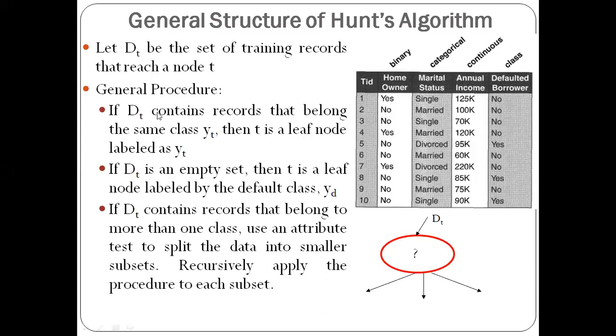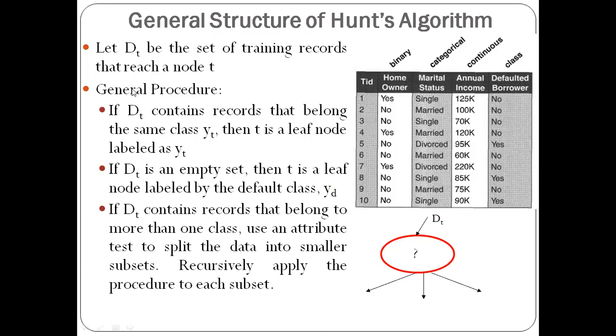Suppose all the records in Dt belong to the same class label, that is yt. Then we will create a leaf node with the label yt. If all the records contain the same class label, it is very easy for us to assign the class label, because all of them have the same class label yt. So directly we create a leaf node and assign it yt.